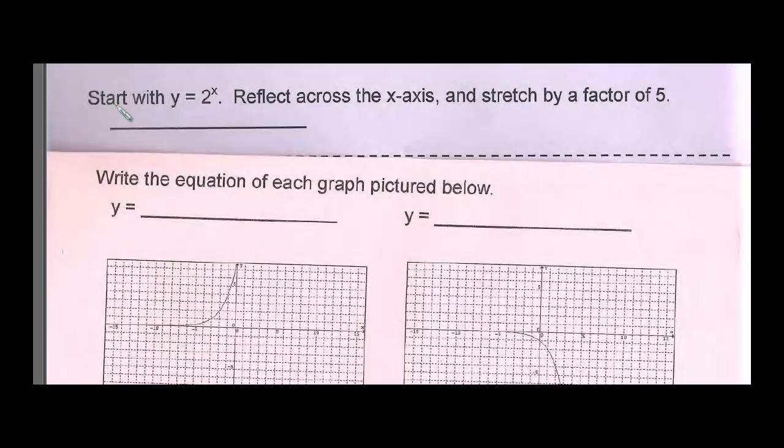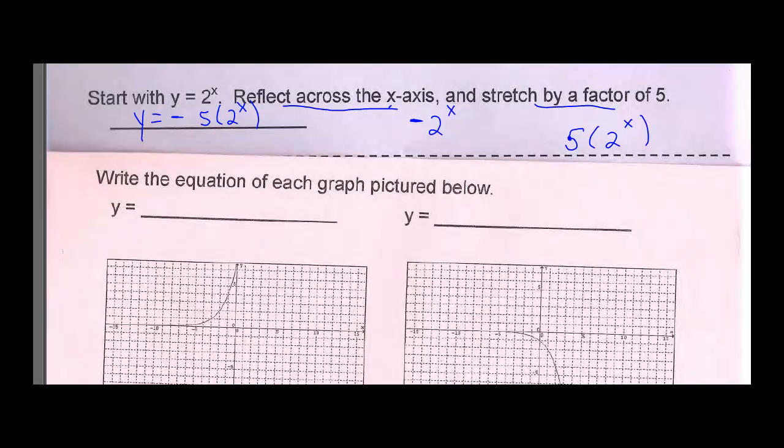Last one. Start with y equals 2 to the x. Reflect across the x-axis. So this is going to be negative 2 to the x, because when we're reflecting across the x, this gets multiplied in front. Stretch by a factor of 5. So this is 5 times 2 to the x. So let's put this together. Y equals negative 5 times 2 to the x.